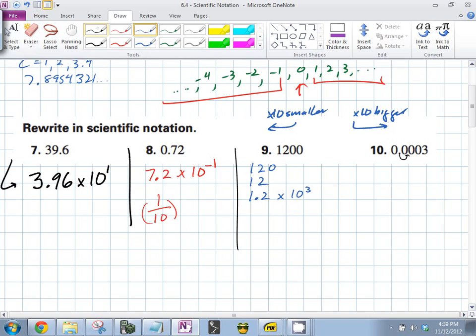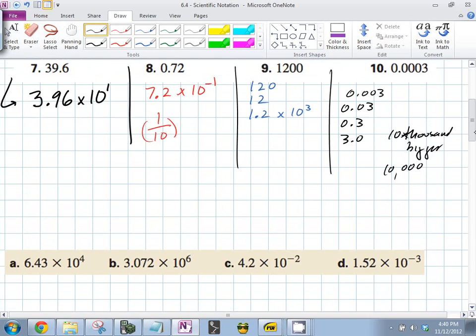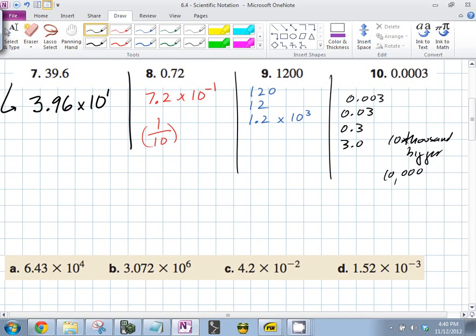Over here, we have 0.0003, which is way too small. 0.003, 10 times bigger, 100 times bigger, 1,000 times bigger, 10,000 times bigger. 10,000 is 4 zeros after the 1. So we just made it 10,000 times bigger, so we need to balance that out by multiplying by 1/10,000th, which is times 10 to the -4th. You'll notice that I put the 0 before the decimal place. That helps clarify what you're writing a little bit.